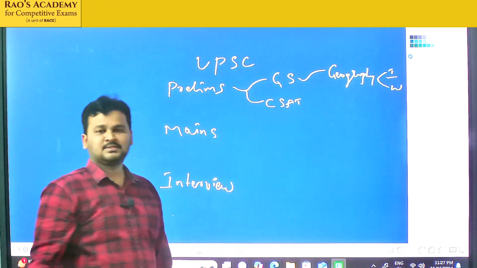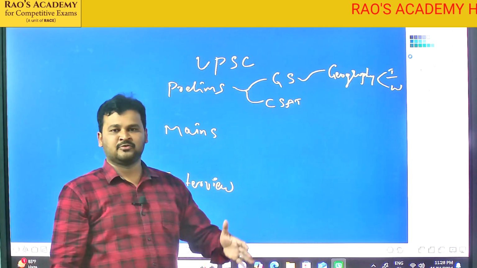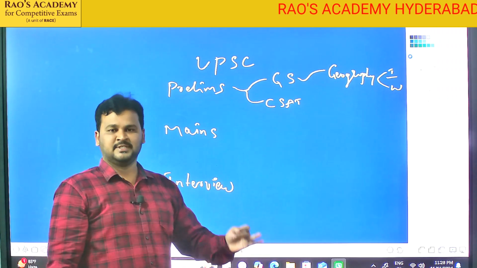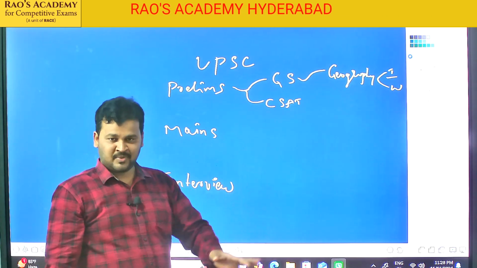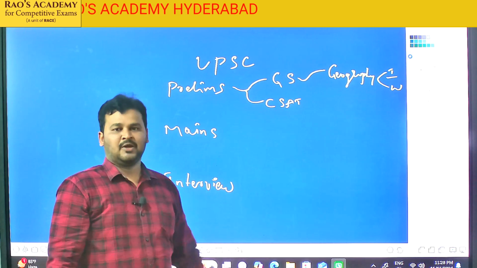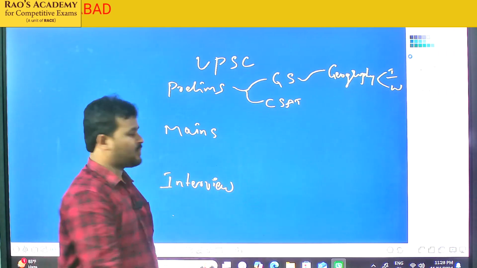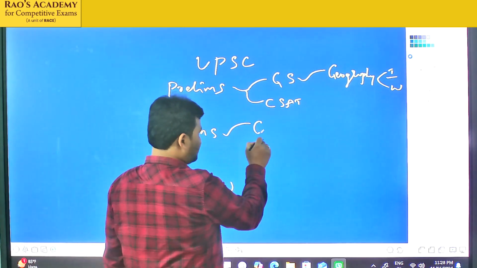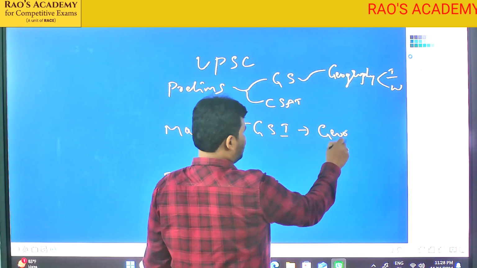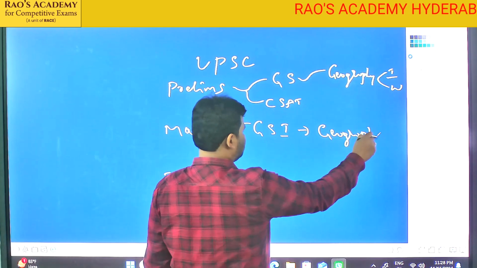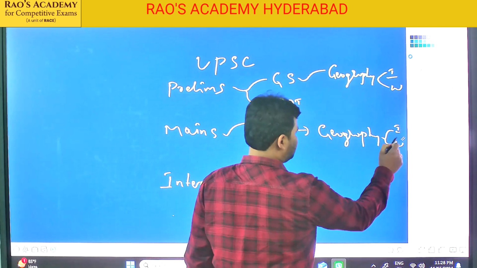Coming to mains, there is a paper called General Studies 1. We know that for the mains, you have to appear for GS1, GS2, GS3, GS4, and after that the essay paper and compulsory papers as well as optional papers. Even if you take geography as your optional paper, you need to read geography here as well. Among the general studies papers, GS1 covers geography. Under this geography, you have to read Indian geography as well as world geography.